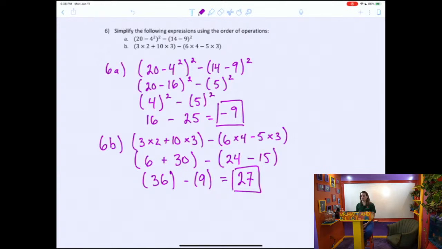So we end up with, on the third line, 4 squared minus 5 squared. 4 squared is 16. 5 squared is 25. So 16 minus 25 is going to give us a negative 9.